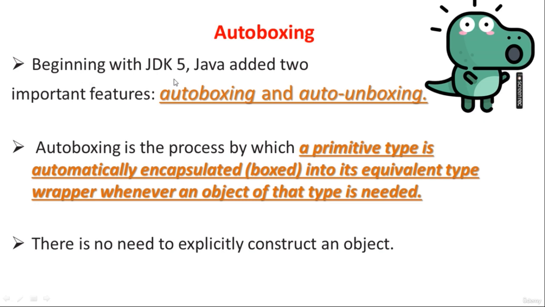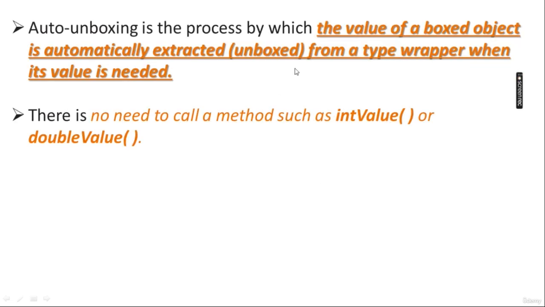Auto boxing. Beginning with Java 5, auto boxing and auto unboxing were added. Auto boxing is the process by which a primitive type is automatically encapsulated, or boxed, into its equivalent type wrapper whenever an object of that type is needed. Whenever an object of int or an object of float is needed, Java will automatically box into that particular wrapper class. And when its primitive value is needed, it will extract it and automatically unbox it. There is no need to explicitly construct an object.